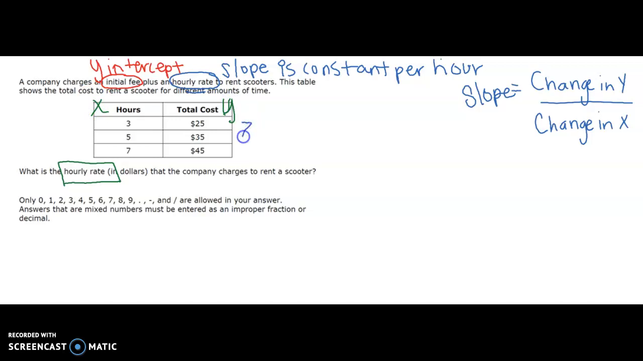From 25 to 35, that's plus 10. We went up 10 points. So the change in y, and if we recall, this little triangle represents the change in y, is 10. Now I'm going to do the other side. From 3 to 5, that's plus 2. So the change in x is 2.